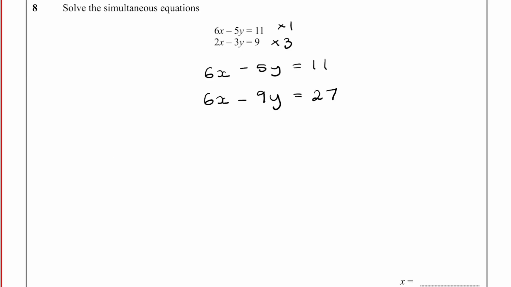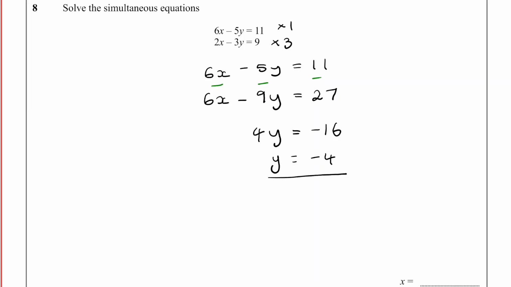We can eliminate x. So if we do 6x, take away 6x, it will disappear. There'll be no x's left. So I'm going to take away one equation from the other. 6x take away 6x is nothing. Negative 5y minus 9y. So negative 5y plus 9y is 4y. And 11 take away 27 will be negative 16. So y is going to be negative 4.